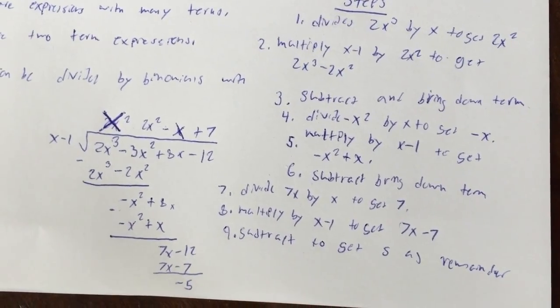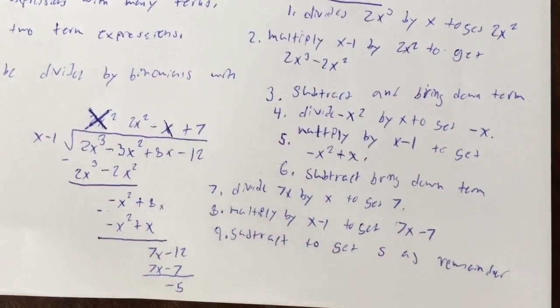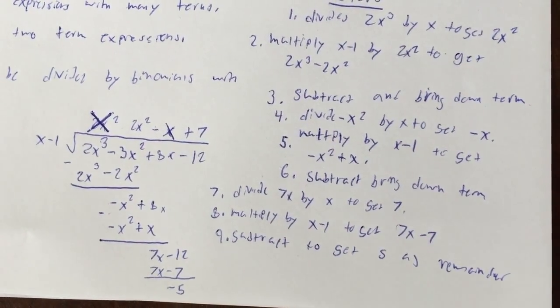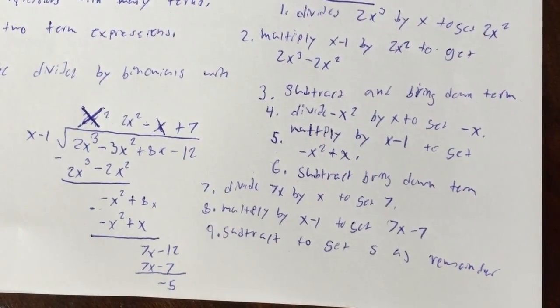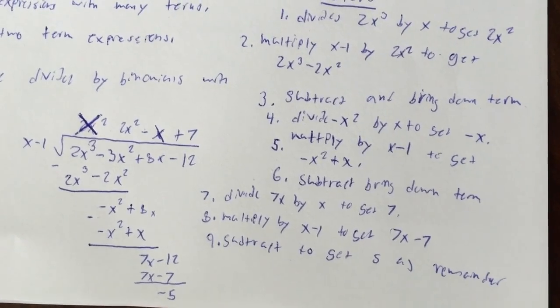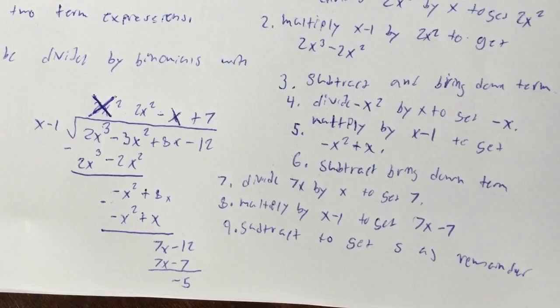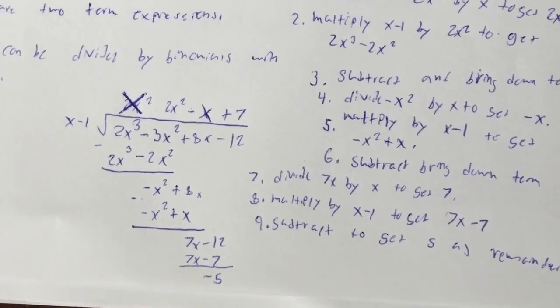You divide the minus x^2 by the x to get minus x. And then you multiply by x minus 1 to get minus x^2 plus x. Subtract again and bring down the other term. So you have 7x minus 12. You take the x out of that, get 7. Times x minus 1, 7x minus 7, and you have a remainder of 5.